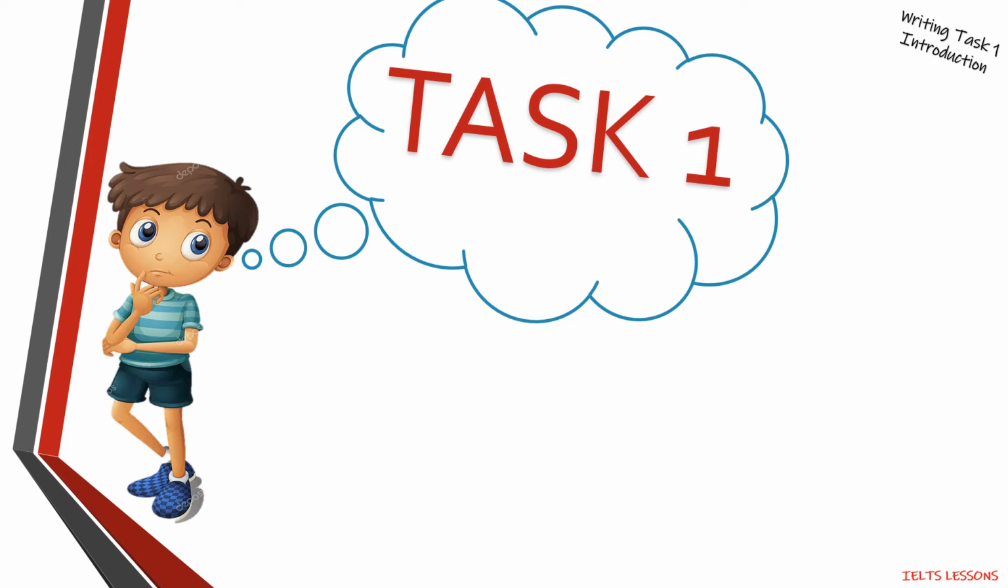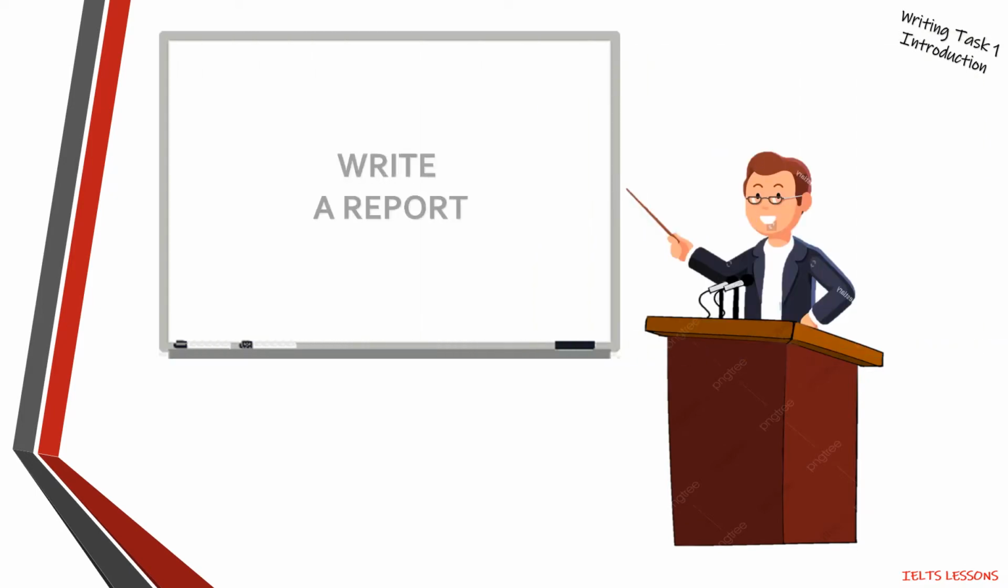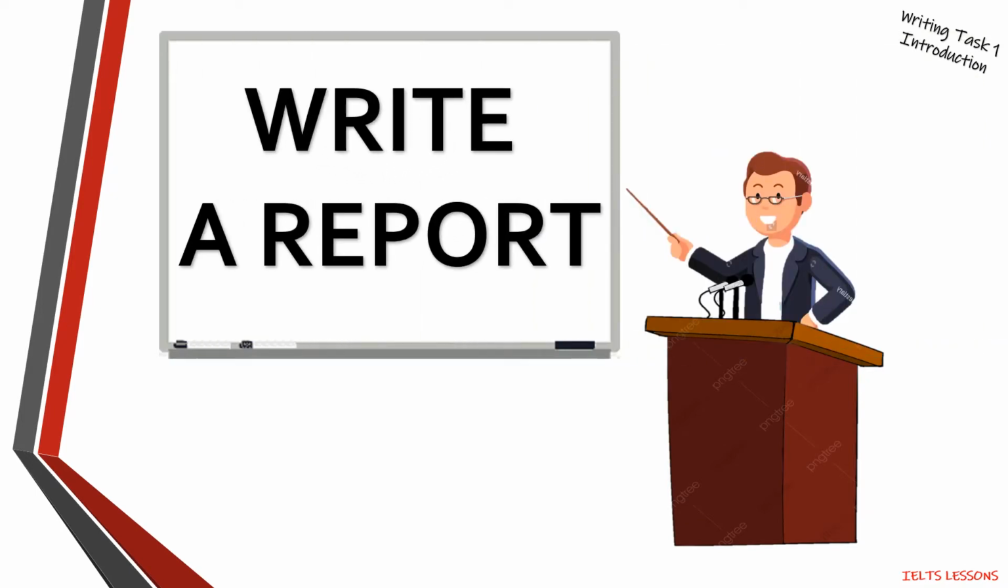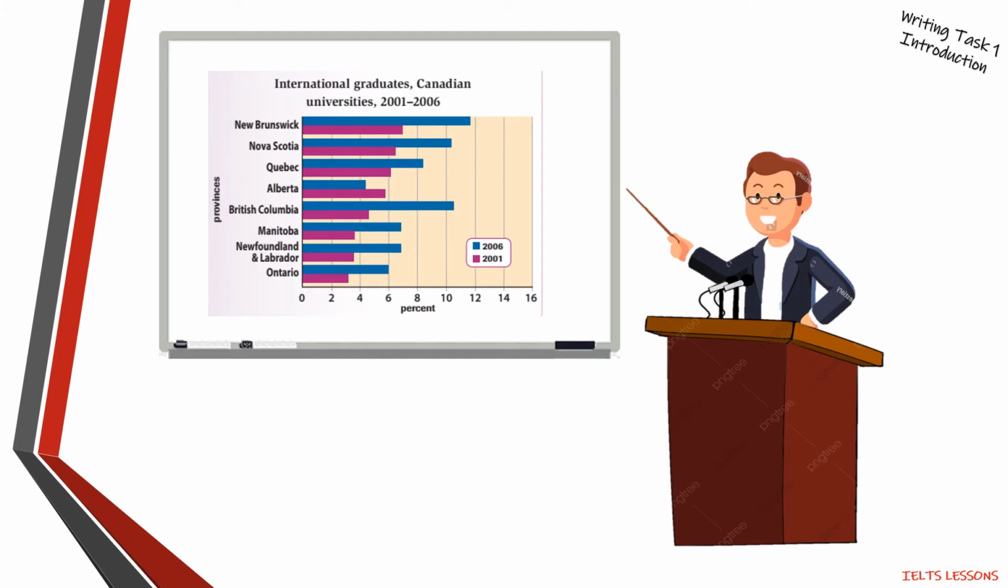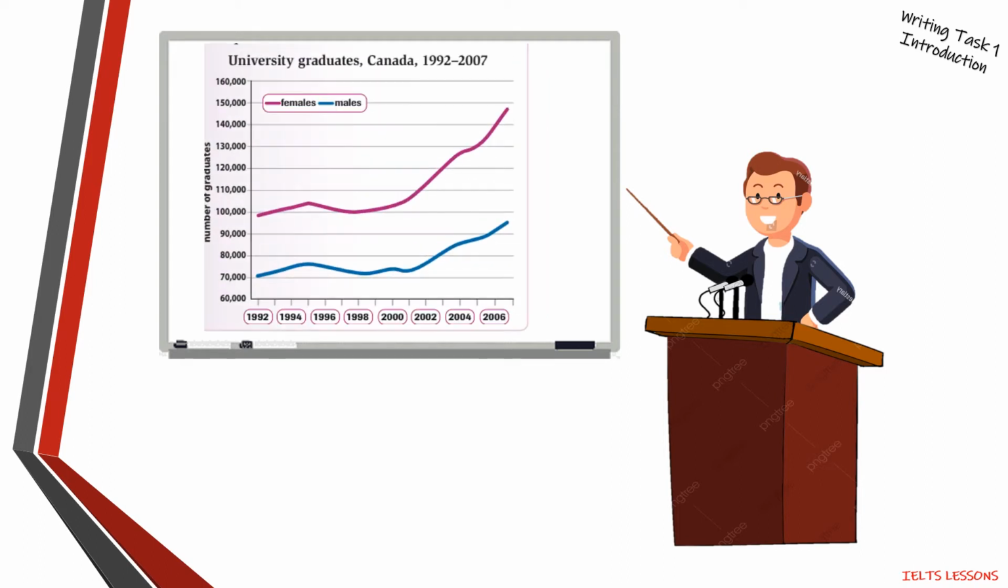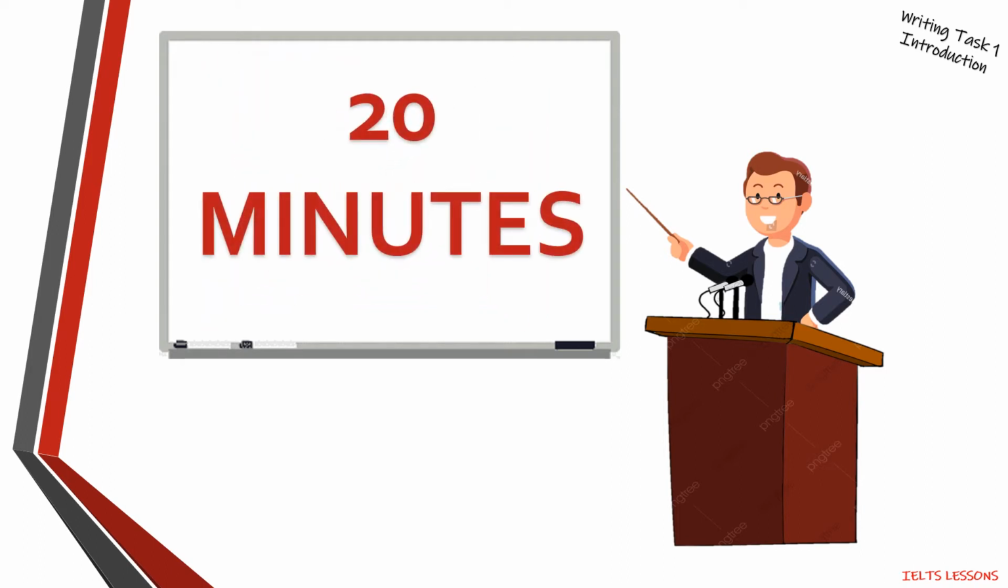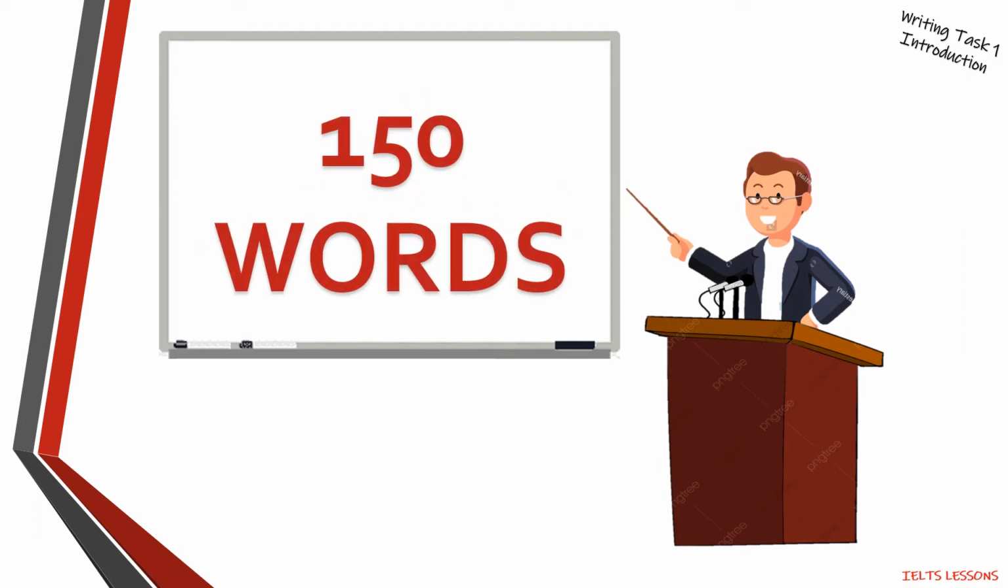The IELTS Writing Task 1 Academic will require you to write a report based on the information contained in one or two visuals. So these could be charts or graphs. And you have to write this in 20 minutes. And you have to write at least about 150 words to a maximum of 220 words.